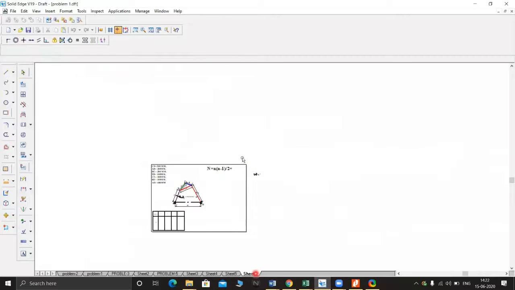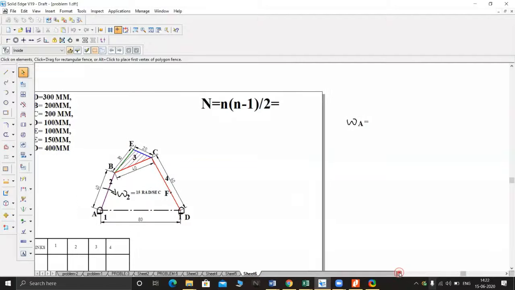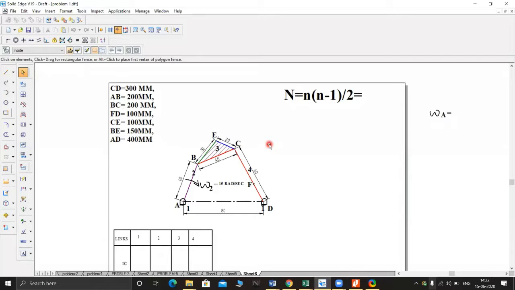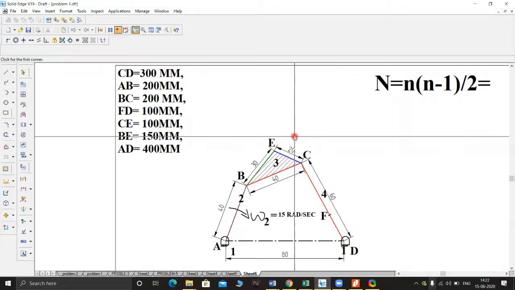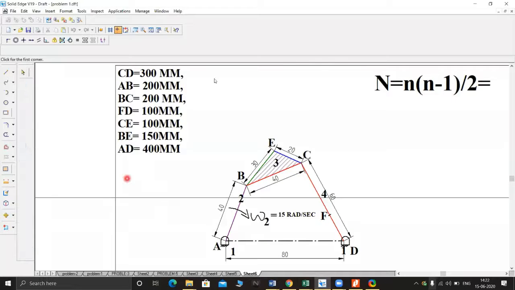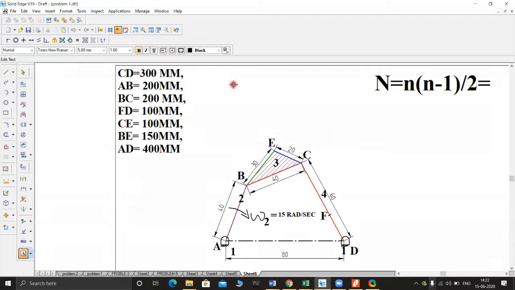For that I have already constructed this. You can see we need to choose the scale. This is the dimension they have given, and I have taken the scale 1:5. That will fit on the A4 sheet. You can take 1:10 also or 1:5. I have taken 1:5, and then the dimensions will become like this.